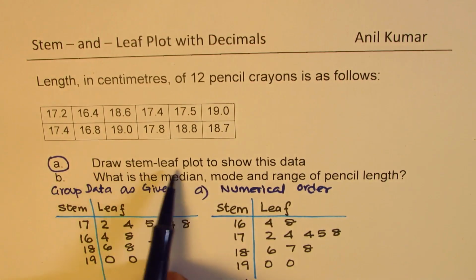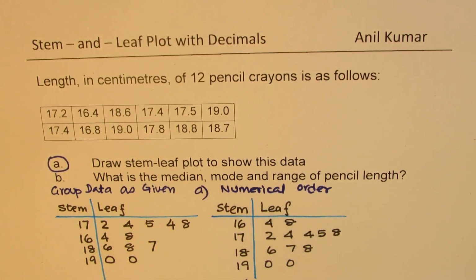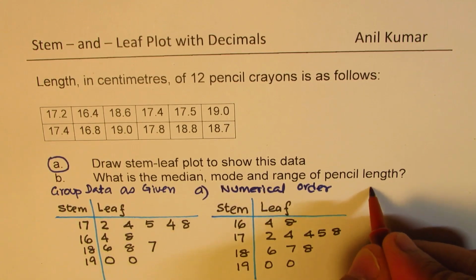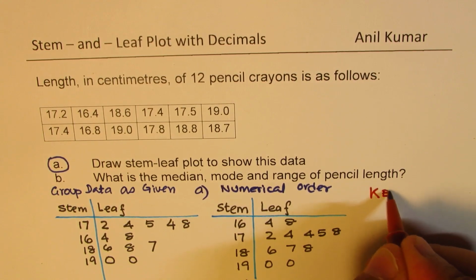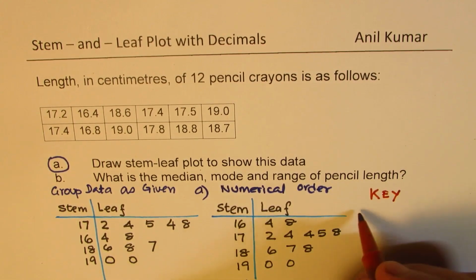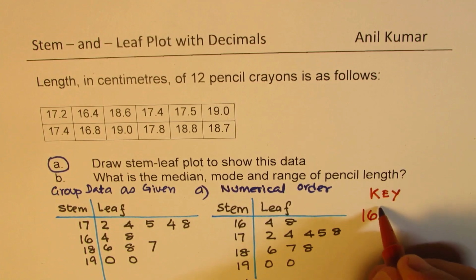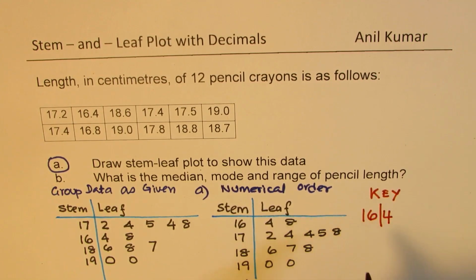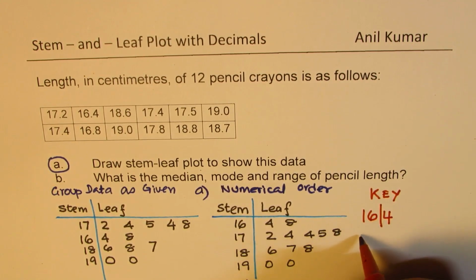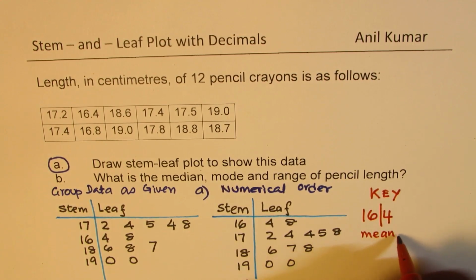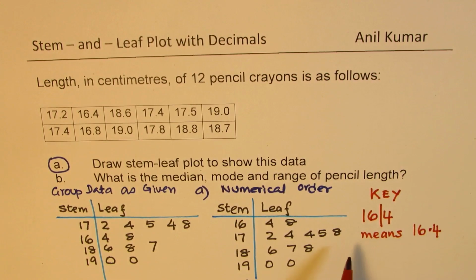So this is what we are supposed to do in part A. When you have to draw a stem and leaf plot to show this data, that is how you do it. However, it is still not complete. Most important here is also to remember that it has a key. You have to describe what this represents, right? So the key here is what? If I am writing 16, 4, what does it mean? So 16.4 means 16.4. This is the key to it, right?